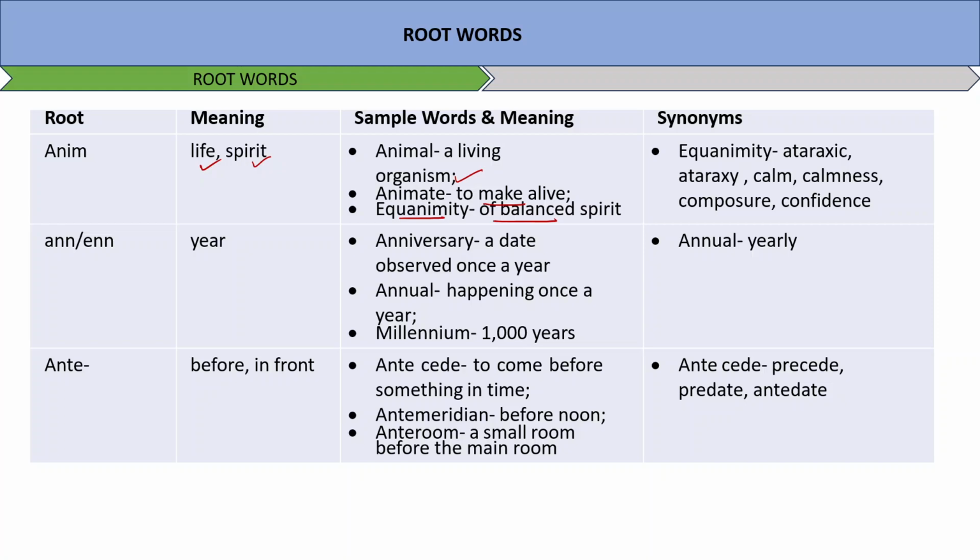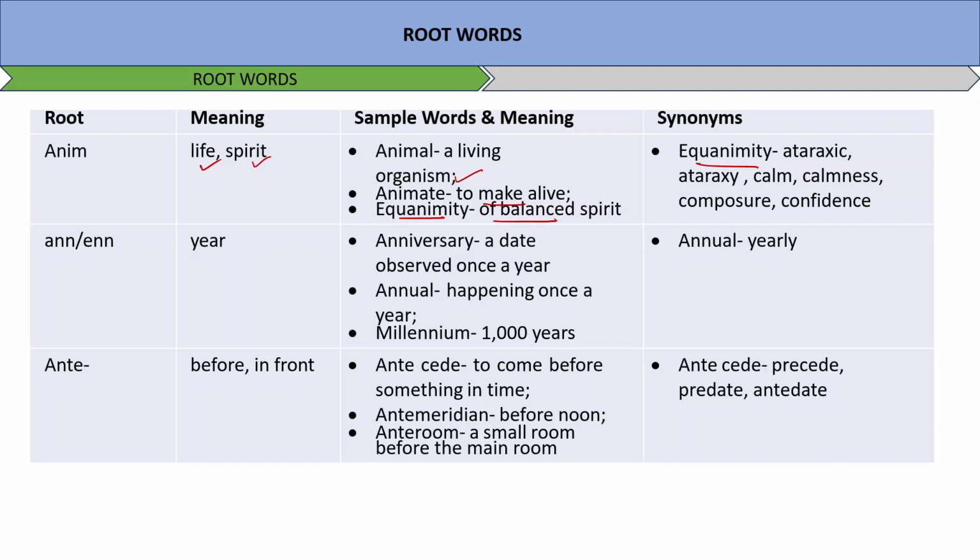Okay, so now here you see anim, life or spirit. This basically means animate, to make live, equanimity or balance, spirit. What does equanimity mean? It also means a spirit, full of spirit. Now ataraxy, calm, calmness, composure, confidence, these are some of the words which you can directly associate with it. Okay, moving to the next word.